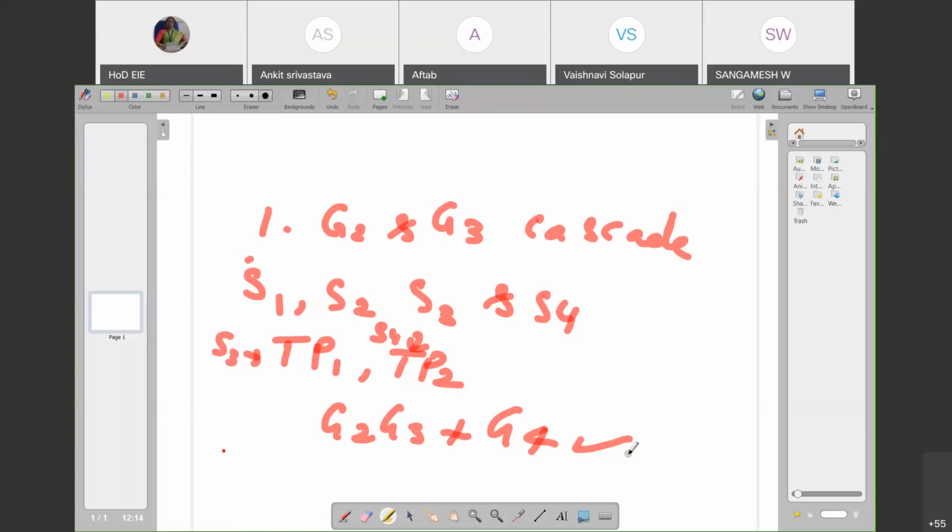Now tell me, after doing so, do you want S4 to be there or you can remove it? After combining G2, G3 with G4, do you still want it? We can remove it. You can remove S4 because it is only having one input and one output. So what you have to do is, after adding G2, G3 plus G4, after this block, remove S4. S4 is not required.